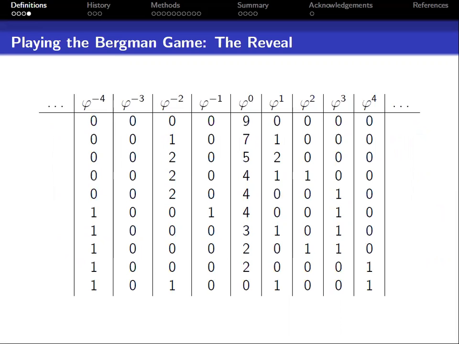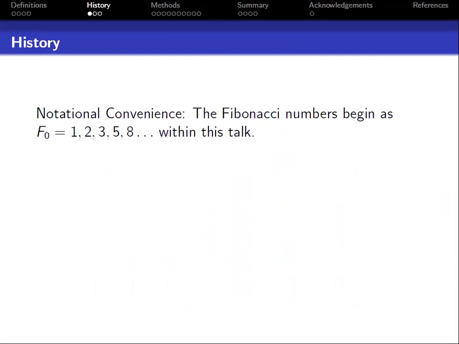And then as you go through, you're essentially decomposing this number 9 into its base b decomposition, which is what we're going to be calling these things. And that's b to the -4 plus b to the -2 plus b to the 1 plus b to the 4. So what can we say about the game?